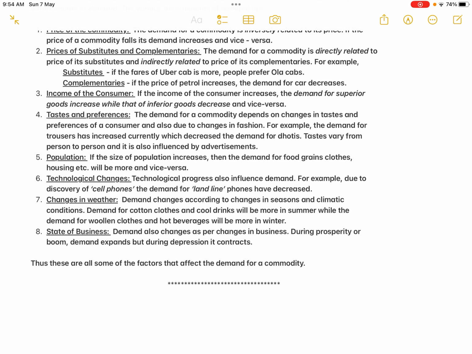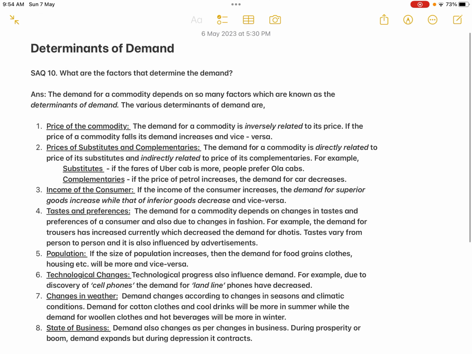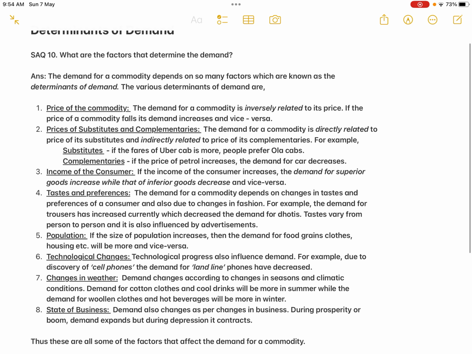Eighth and the last one, state of business. Demand also changes as per changes in business. During prosperity or boom, demand expands, but during depression, it contracts. Okay, these are all some of the factors that affect the demand for a particular commodity.